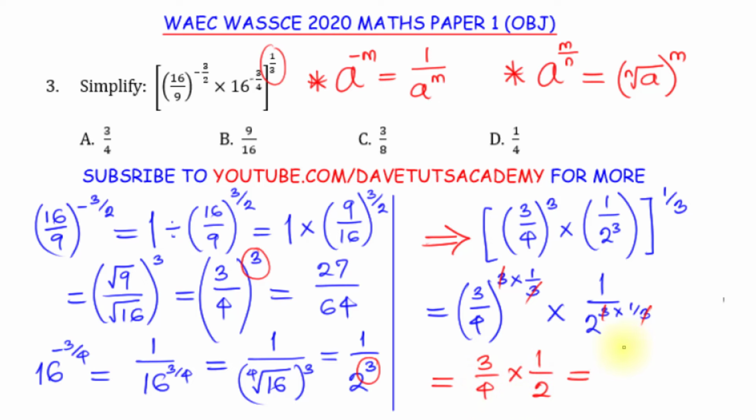Yeah, 3 times 1, that is 3. 4 times 2, that is 8. And looking at the options, you can see option C, 3 over 8, and that is the solution to this.